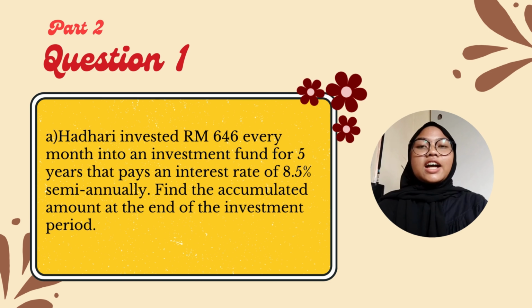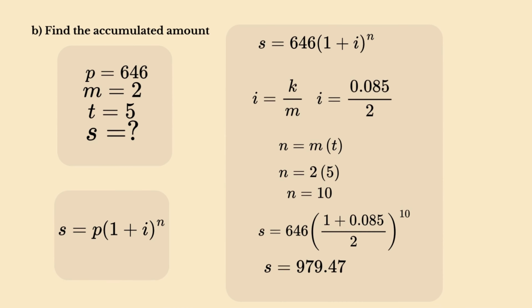Part B, question 1A. Hadari invested RM640 every month into an investment fund for 5 years. The interest rate of that amount is 8.5% semi-annually. So we have to find the accumulated amount at the end of the investment period. So in the question, we get the information: P is equal to 640 ringgit, while M for semi-annually equals to 2 and T is equal to 5.